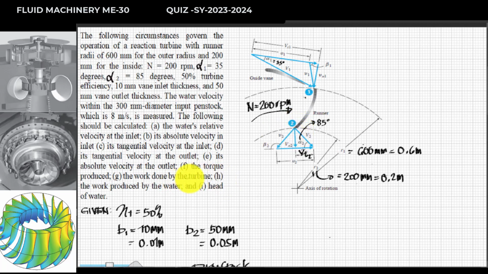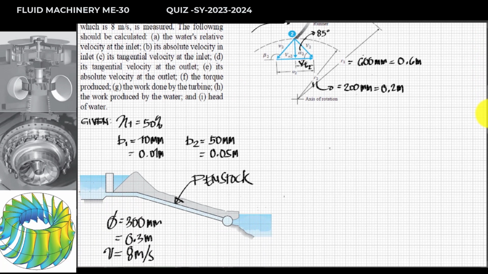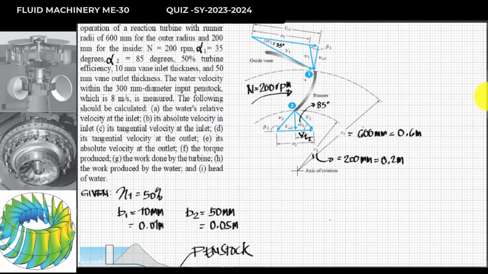And finally we have the head produced by the water. So it would be how much is the work produced by the water and the head. That will be the elevation, no? How much is the elevation that is changed, starting from the elevation here and at this point. So how much is the change, no? So that will be the head that is producing the power to be absorbed in the turbine.